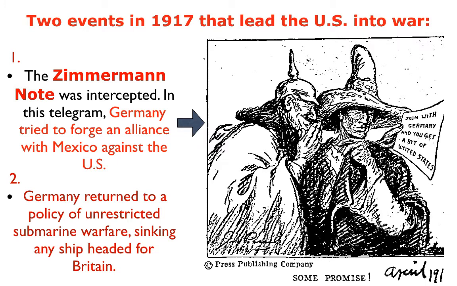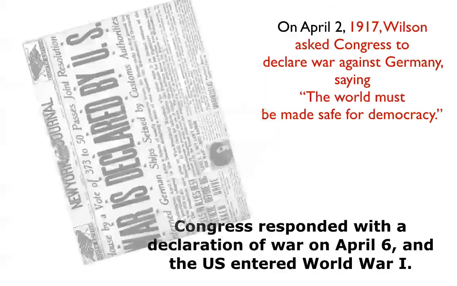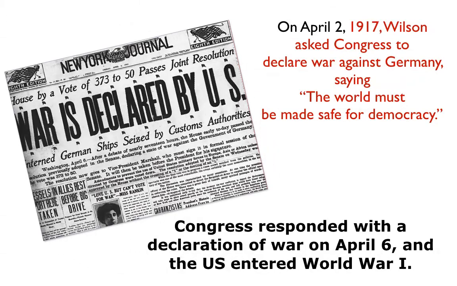And then secondly, also in 1917, the Germans decided that they were going to go back to unrestricted submarine warfare, where they just started sinking any and all ships that were headed for Britain. And so those two things finally flip America towards the Allied side, and eventually cause America to declare war against Germany in 1917.